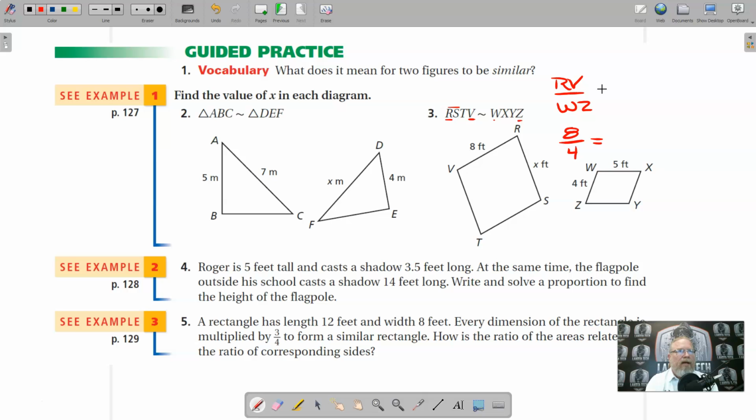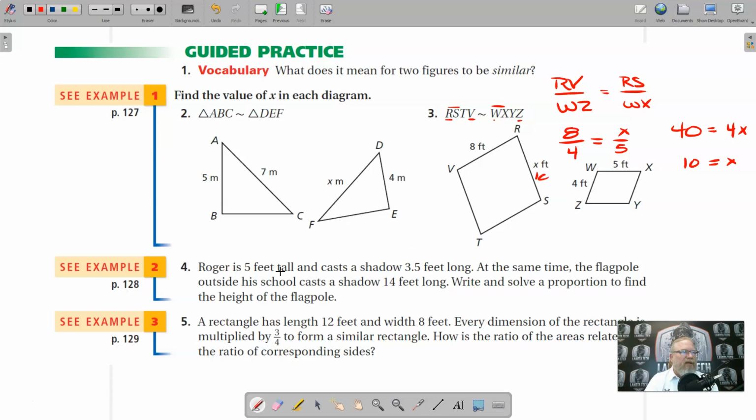So what is WX? Well, first, what is RS? RS is the unknown X, and WX is a 5. So 8 times 5 is 40, and 4 times X is 4X. Divide both sides by 4, and we get 10 equals X. So in this case, X equals 10.